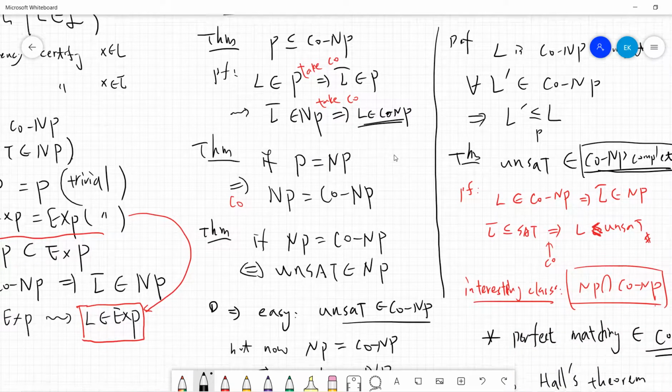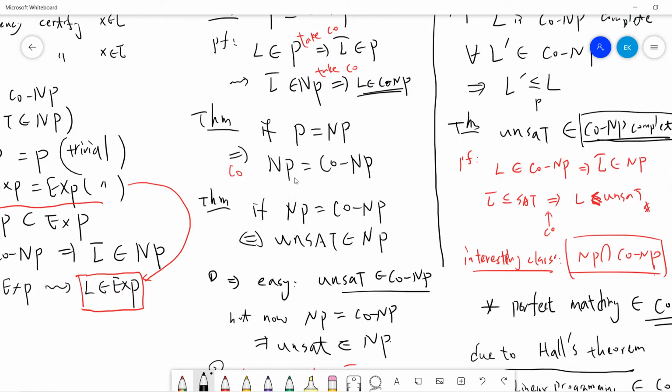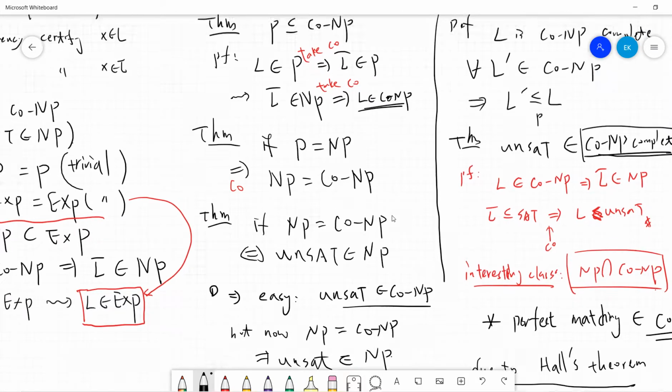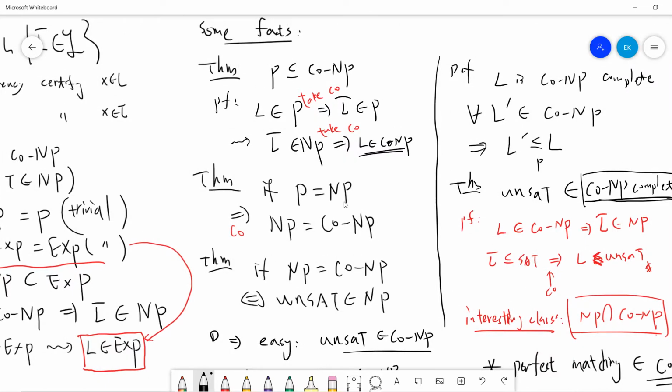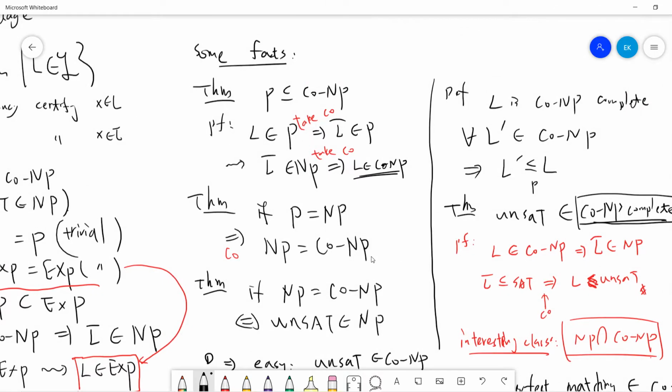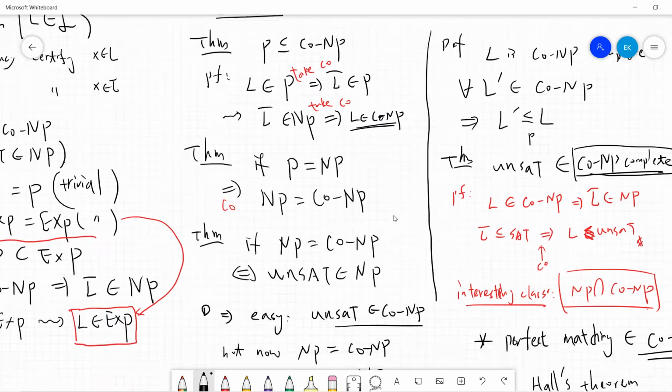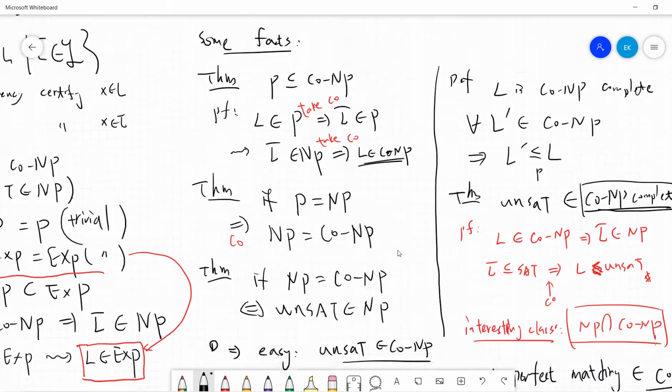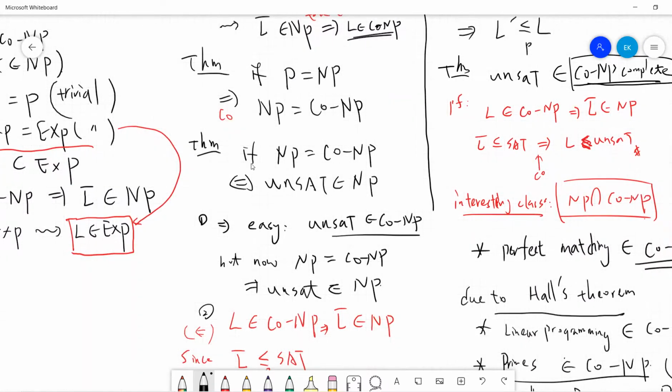The next theorem says that if P is equal to NP, then NP is equal to co-NP. This is trivial because if P equals NP, then co-P will equal co-NP. But co-P equals P, so NP will equal co-NP. This is a special case of the polynomial hierarchy. We will talk about the polynomial hierarchy maybe in another lecture. Theorem: NP equals co-NP if and only if the complement of SAT belongs to NP.